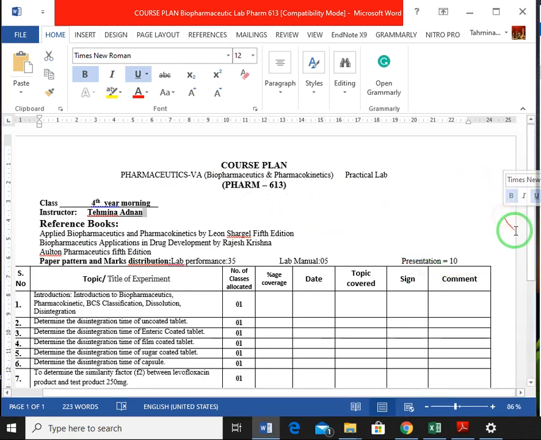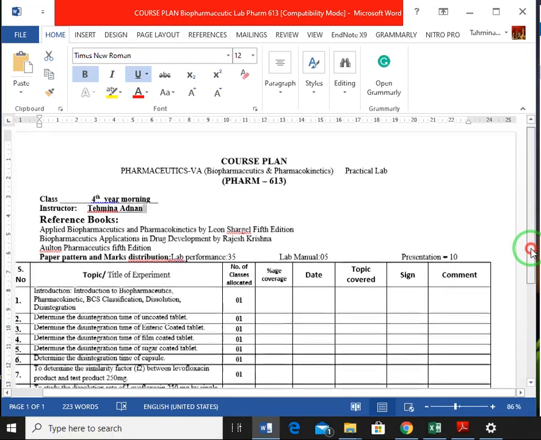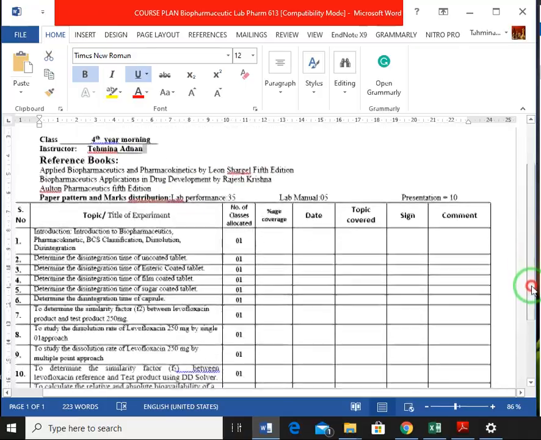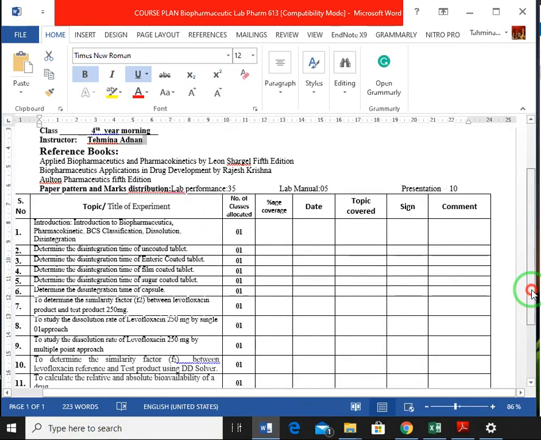There are a total of 10 experiments, as you can see in this course plan. First, this is not an experiment, but the introduction to biopharmaceutics and pharmacokinetics. Number 1 experiment: determine the disintegration time of uncoated tablet. Second, determine the disintegration time of enteric coated. Number third, determine the disintegration time of film coated. Next one is the disintegration time of sugar coated tablet.